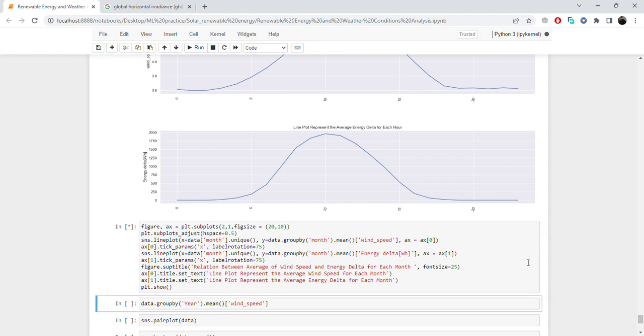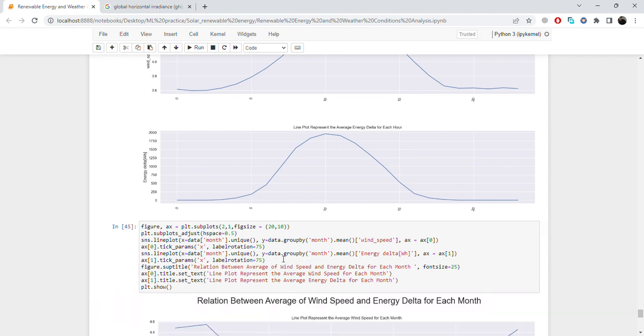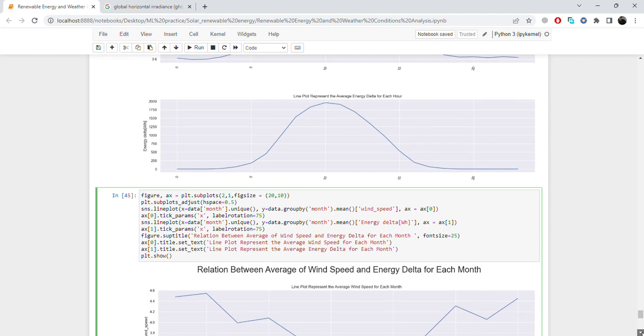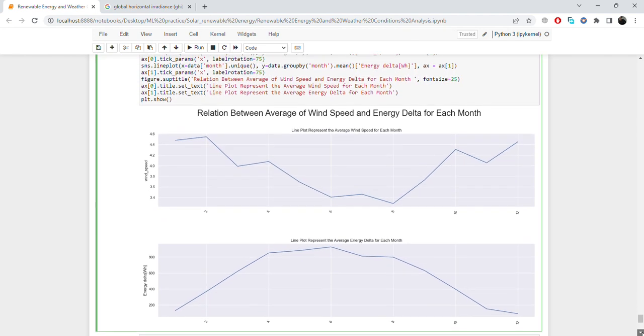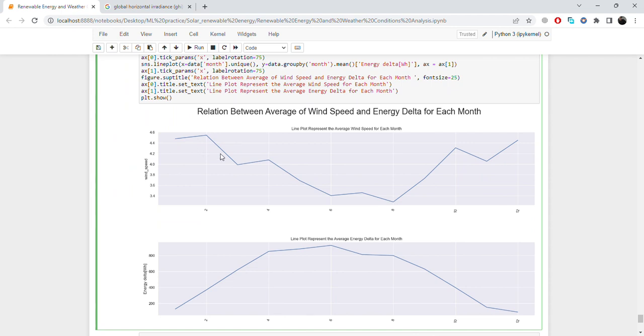I already explained how I run the code. Here is the figure size. Here I use two graphs with axis 0 and axis 1, set title, the figure title, and we use a line plot here. Here we can see that when we need more energy, the speed of the wind gradually decreases. Then when we need less energy, we have wind energy there. But the wind energy must be sufficient to generate electricity.